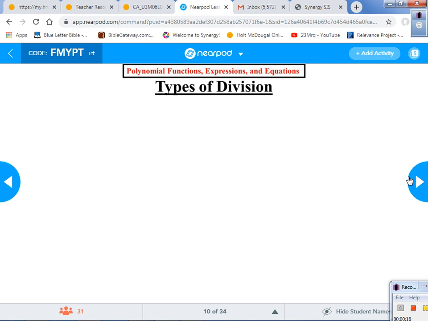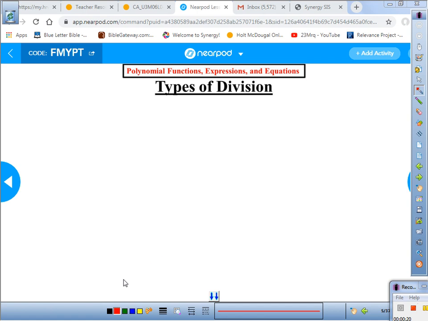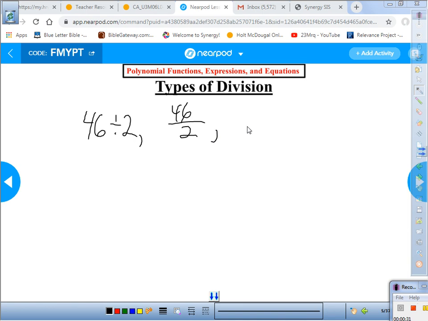something that you love from elementary. Again, here it goes. You don't have to copy this. Just pay attention. Division. 46 divided by 2. Agree? Okay.